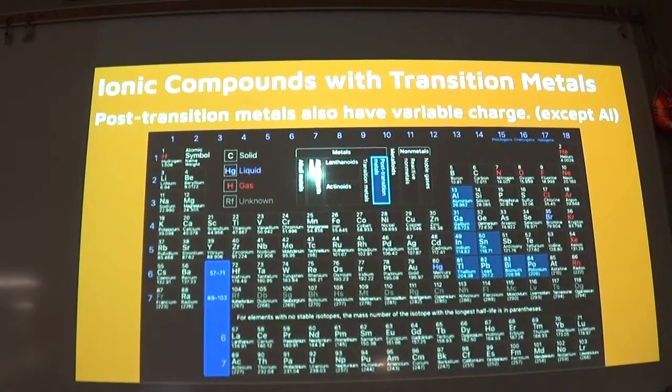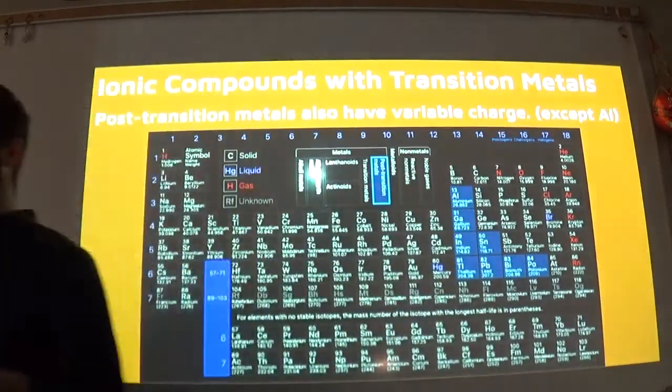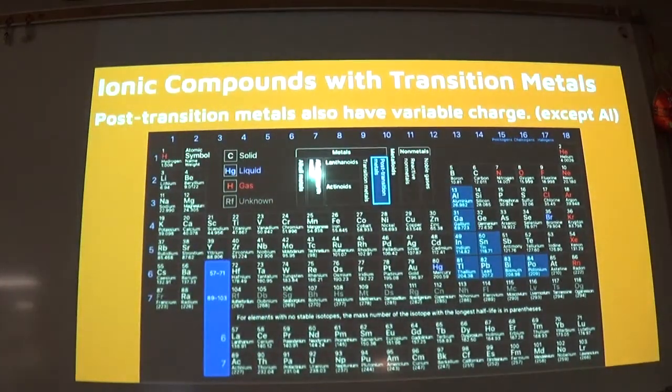The only thing you're really going to see with this is lead. So even though lead is technically in the main group, it can have different charges, so we say lead 2. Okay, so just throwing that out there.